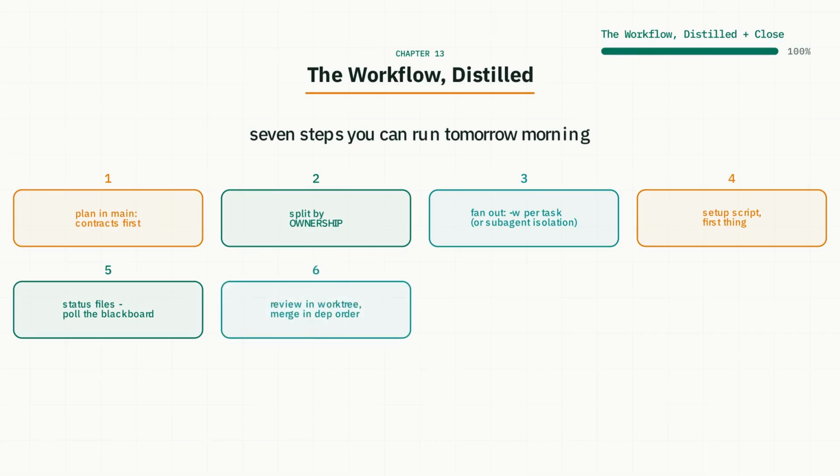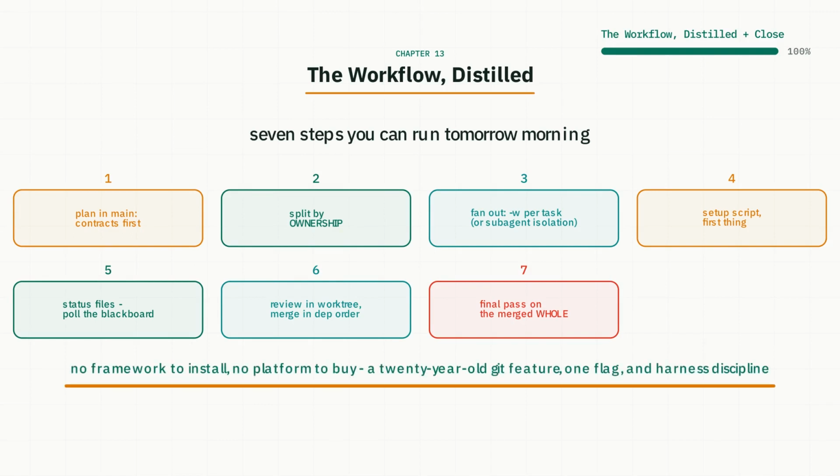5. Workers write status files, you poll the blackboard. 6. Review each diff in its worktree, merge in dependency order. 7. 1 final validation pass on the merged whole. That's it, no framework to install, no platform to buy. A 20-year-old Git feature, 1 flag, and the harness discipline from part 1 of this series.